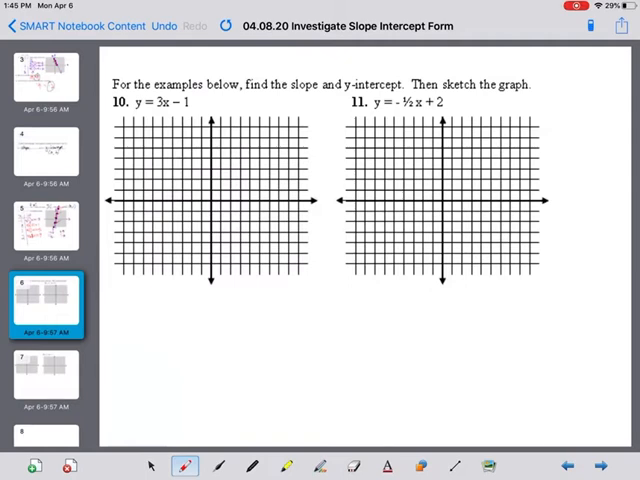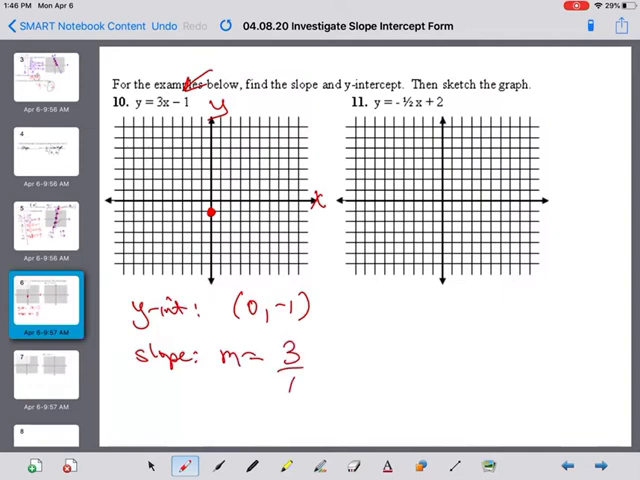for number 10, what is the y-intercept? That's the starting point. So the y-intercept, so that would be 0, negative 1. It's the constant term. So plot 0, negative 1. Let's put my x and y there. And then the slope, or m, right? M is slope, equals 3, or 3 over 1.